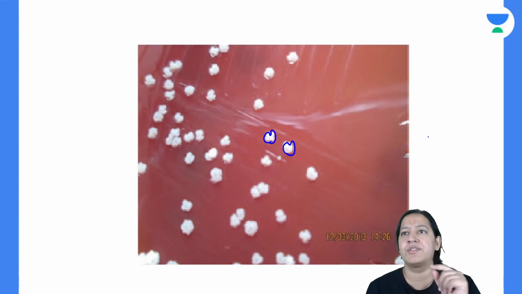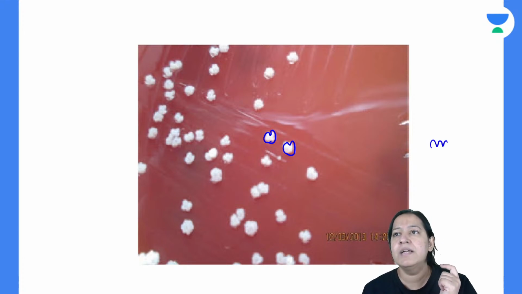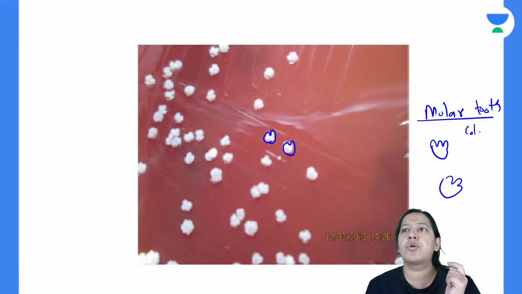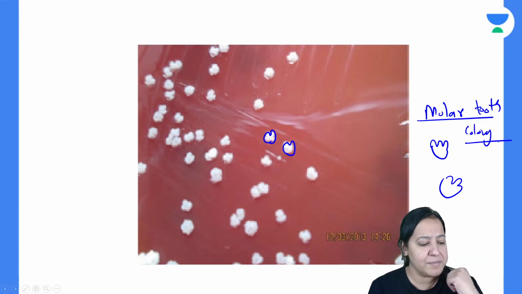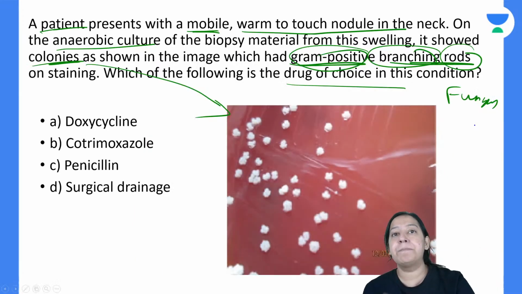We have 4 types of teeth: incisors, canine, premolar and molar. So what do molars look like? It is like this. So this is the molar tooth. This is the typical shape of a molar tooth colony on anaerobic culture. Yash, AB Soni, you are all right. The answer is actinomycetes.